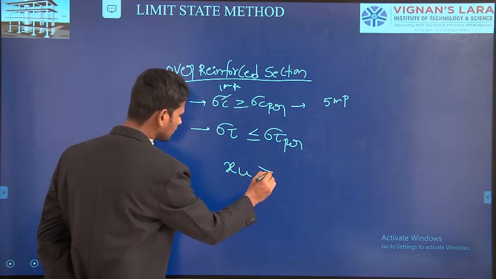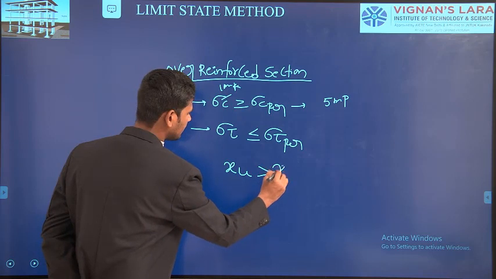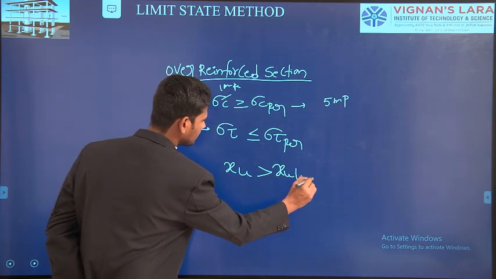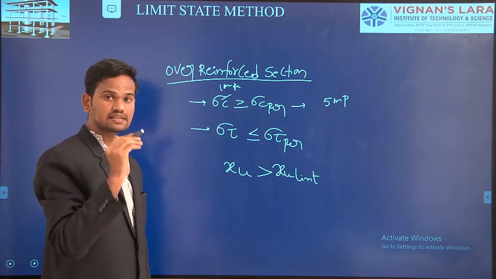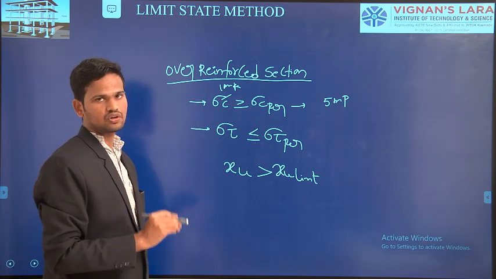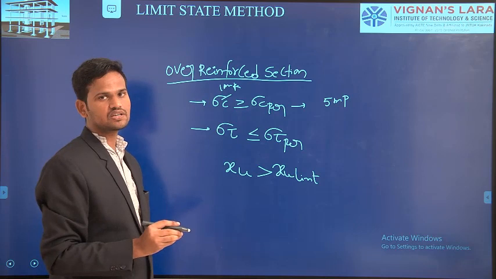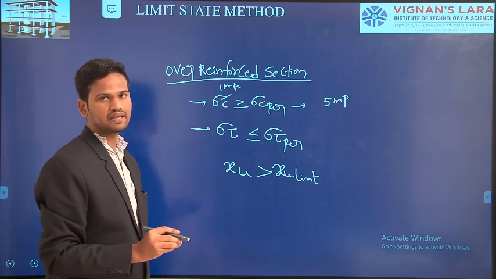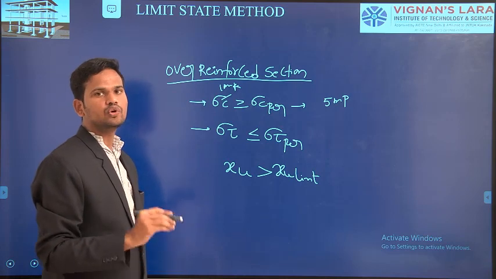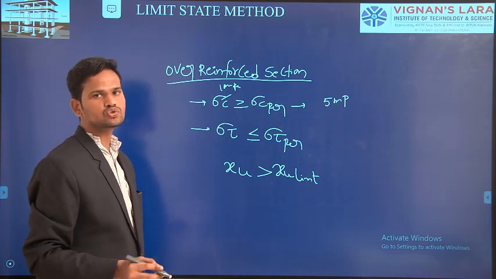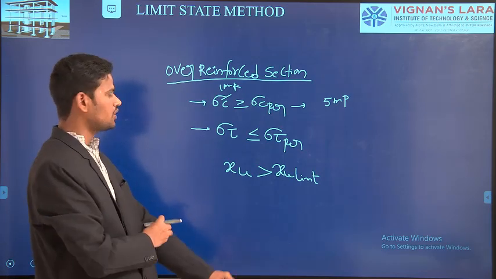And again, if you check here, for this over reinforced section, the actual depth of the neutral axis will be greater than the limiting depth of the neutral axis. That means the stresses in the concrete develop first. Concrete is a brittle material, so due to this brittleness, concrete will fail immediately. This failure may lead to loss of life and property.